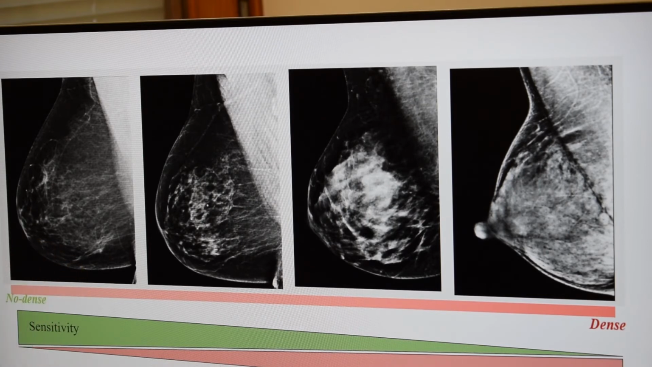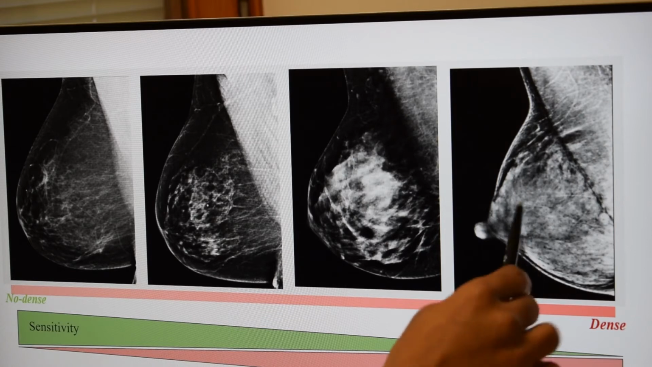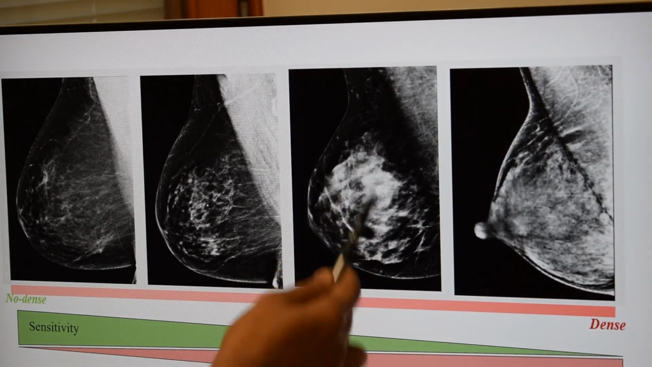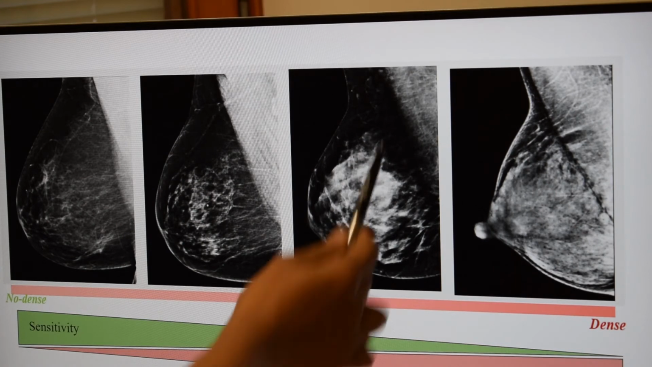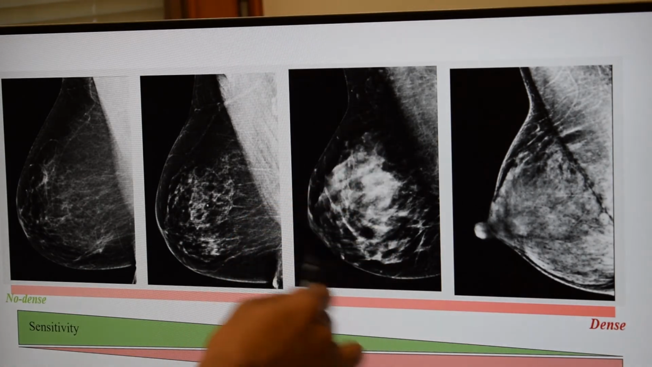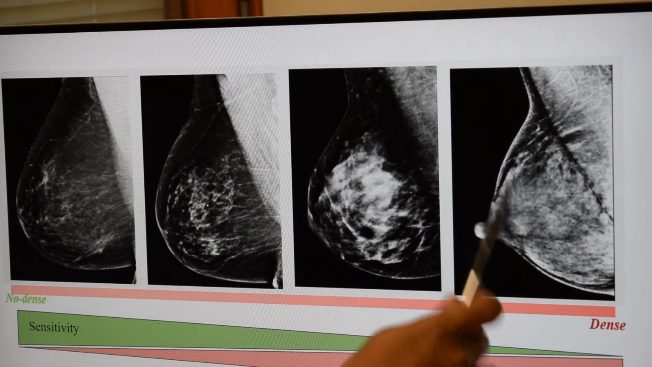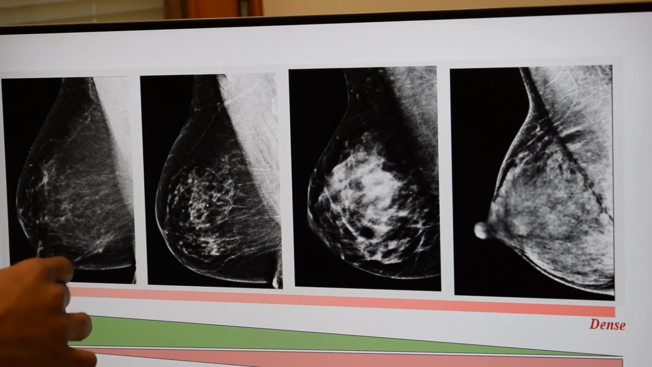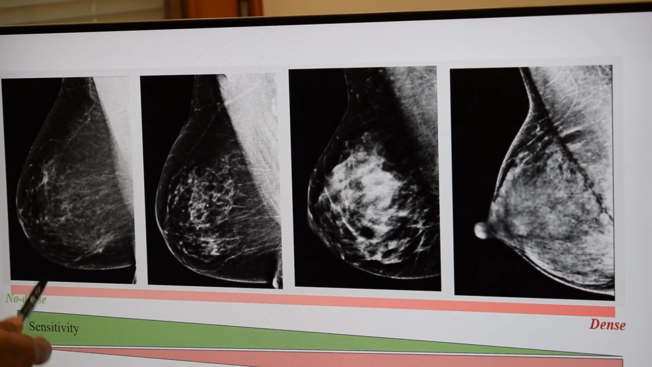So it means the human breast is composed of both fatty tissues and glandular tissues, and due to the attenuation of the X-rays, these glandular tissues will be visible white in the mammogram. For instance, these white pixels are the glandular tissues and the gray color pixels are the fatty tissues. If these glandular tissues are more, then it's considered to be a dense breast, and if the fatty tissues are overcoming, then it is called the non-dense breast, or we can even call it a fatty breast.